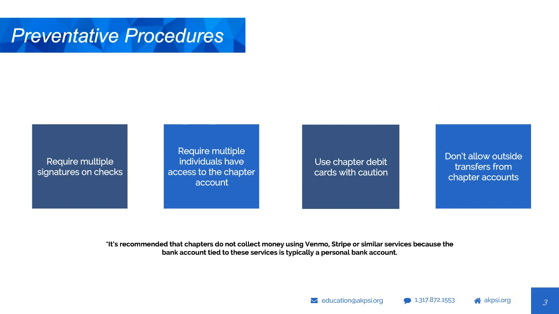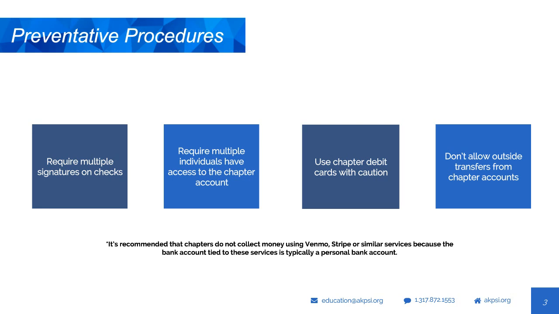In order to prevent embezzling in your chapter, there are a few internal loss controls you can implement. Set up your chapter's checking account to not allow transfers to outside accounts. Require multiple signatories on checks, as well as have multiple accesses to the chapter account. Issues typically arise when chapters do not have a checks and balances system when it comes to their money and only one person has access.